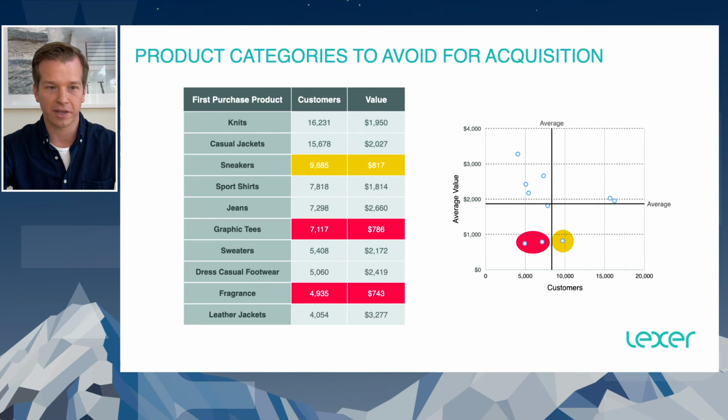Equally, there's another few categories here. So if you look at sneakers, graphic t-shirts, and fragrance, we can see that customers that buy in those categories first have a significantly lower customer lifetime value. And then in the case of graphic t-shirts and fragrance, not many customers are coming to them first to buy those products, and they have a lower lifetime value. Now, we would recommend really avoiding winning new customers on these categories because they won't be good customers for the long term.